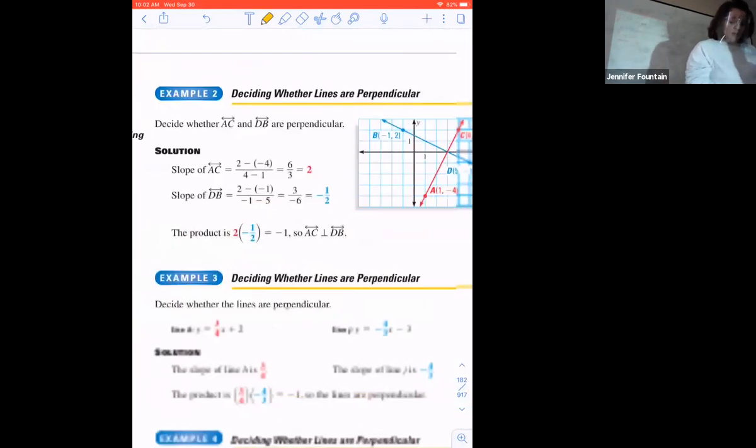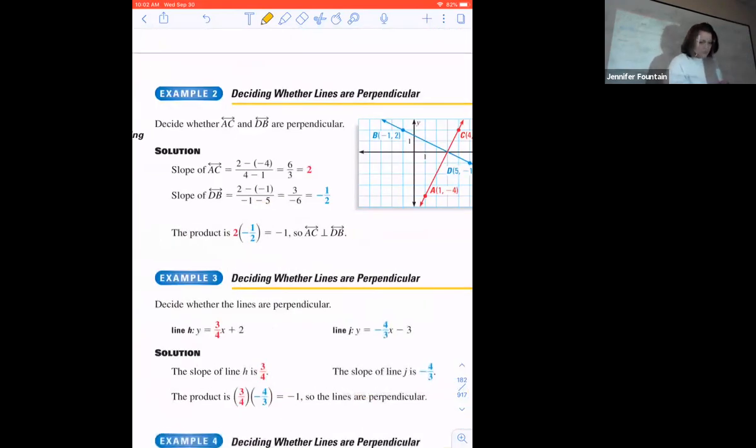Example 2, deciding whether lines are perpendicular. Decide whether AC and DB are perpendicular. So the first thing I have to do is use 2 points on AC and plug them into my slope formula. M equals y2 minus y1 over x2 minus x1. So I have to use that formula again to find the slope of AC. Find the slope of DB. Again, find 2 points on that line. Use my slope formula. M equals y2 minus y1 over x2 minus x1. Find the slope and compare them.